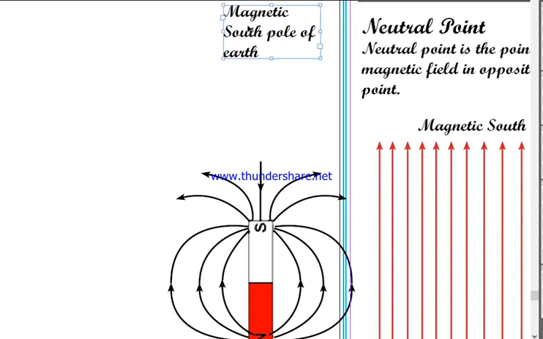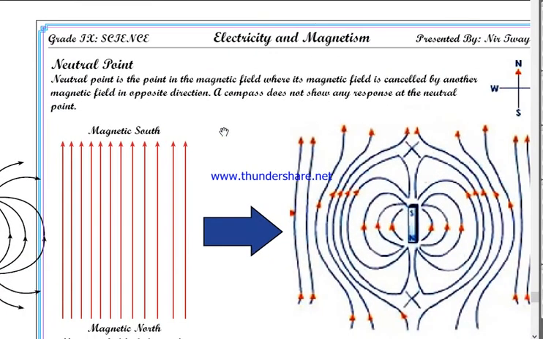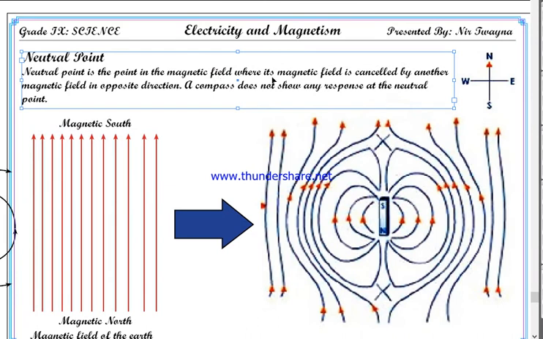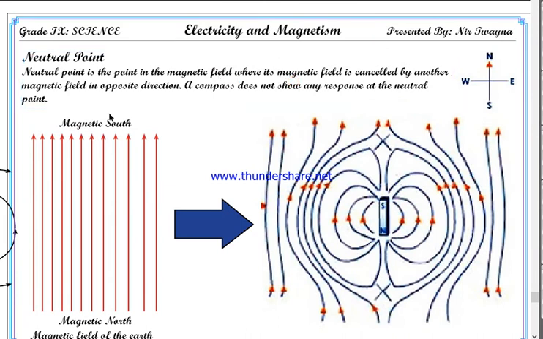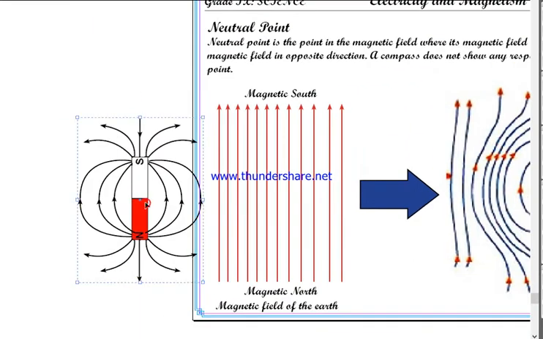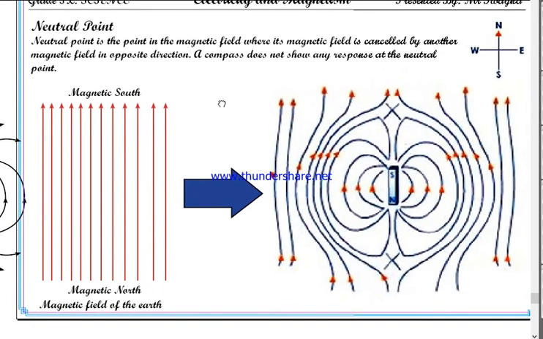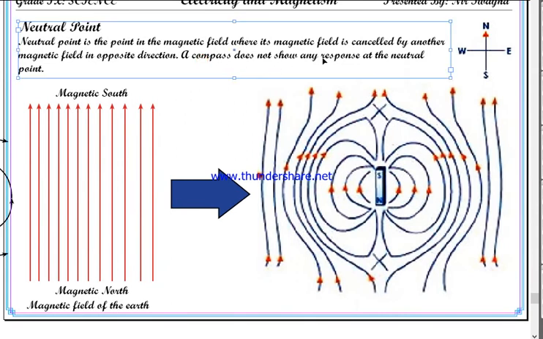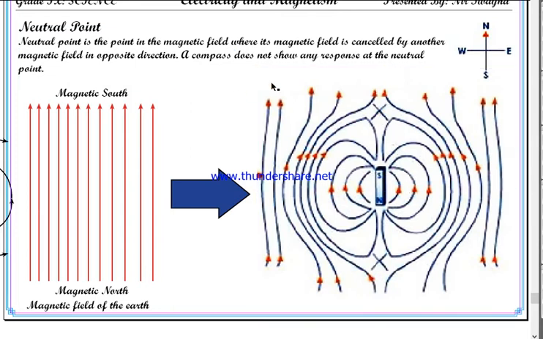Understood? That point is known as the neutral point. So a neutral point is a point in a magnetic field where its magnetic field is cancelled by another magnetic field in the opposite direction, and in the general case the magnetic field of the magnet is cancelled by the magnetic field of the earth. Got it? So a compass does not show any response at the neutral point. When the compass reaches the neutral point, it cannot respond to either the earth or the magnet.